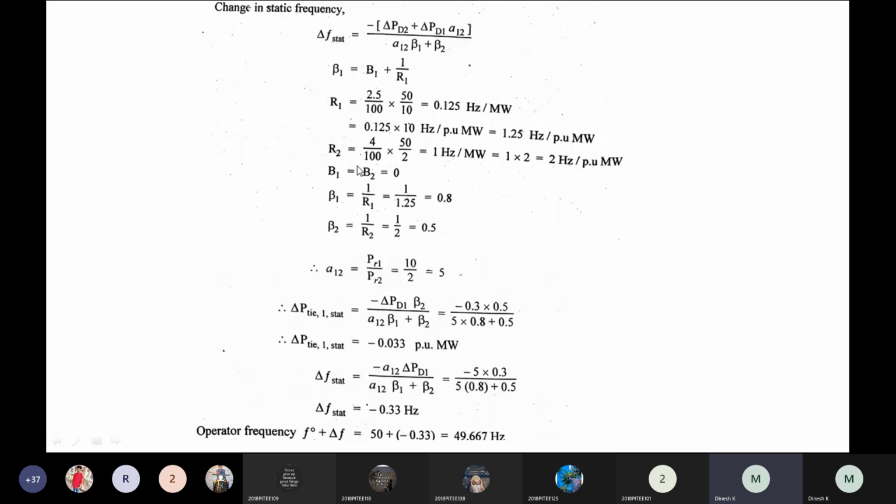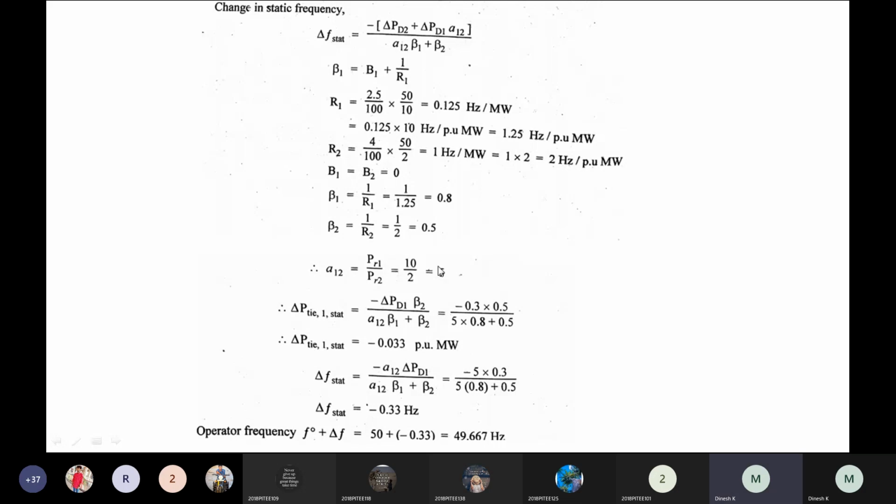I may get 1.25 hertz per unit megawatt. Likewise your R2 வந்து 4% change இருக்குன்னு சொல்லியிருக்காங்க. So 4 by 100 into 50 by 2, so 1 into 2, that is 2 hertz per unit megawatt. So D1, D2 are 0. Beta 1 வந்து 1 by R1, நம்ம இப்போ தான் கண்டுபிடிச்சோம் 1.25. 1 by 1.25 is 0.8. Beta 2 வந்து 1 by 2 is 0.5. So A12 வந்து PR1 by PR2, so 10 by 2 is 5.